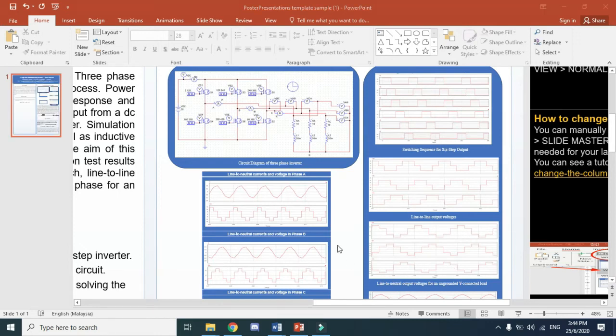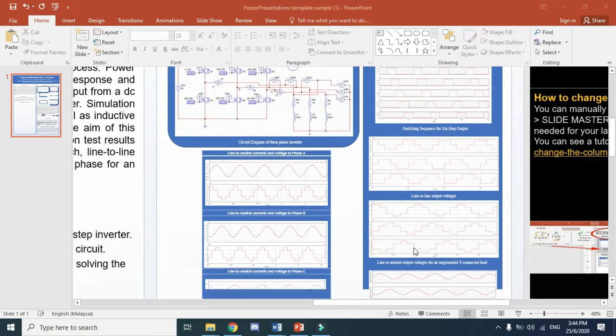Next, this is the line-to-neutral output voltage for an ungrounded Y-connected load. This is the output waveform for the RL load. So this is VAN, VBN, and VCN respectively.